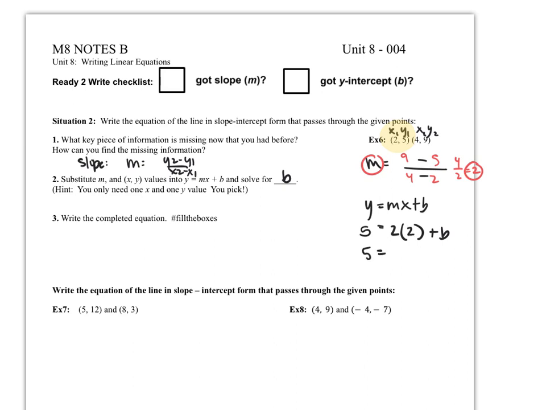So then I do 2 times 2 is 4. And then to get b by itself, I minus 4 from both sides, which means b equals 1. So now I know that my y-intercept is 1. I found my slope using the subtraction fraction. And so now I can do y equals 2x plus 1. At the end, I'm able to fill both boxes with my two ingredients, my slope and my y-intercept.